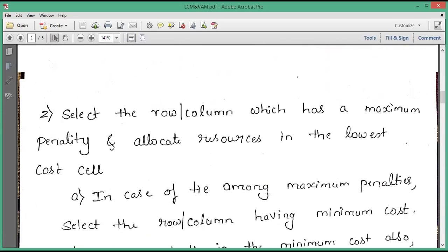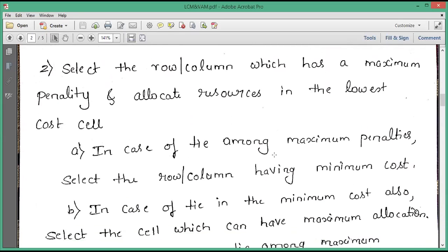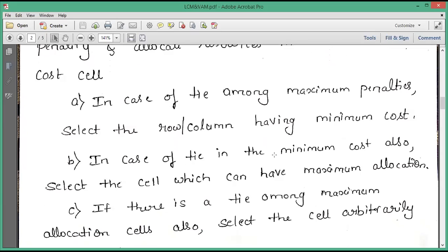Once we have found all the row penalties and column penalties, the next step is to select the row or column which has the maximum penalty and start allocating resources in the lowest cost cell, or the minimum cost cell. In this second step, there can be three sub steps. Suppose in case of a tie among maximum penalties, select the row or column having the minimum cost. If two penalties have the same value, we will select the row or column which has the minimum cost.